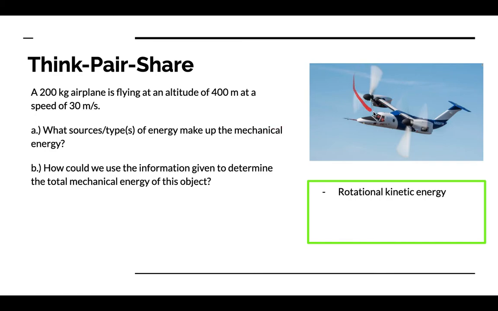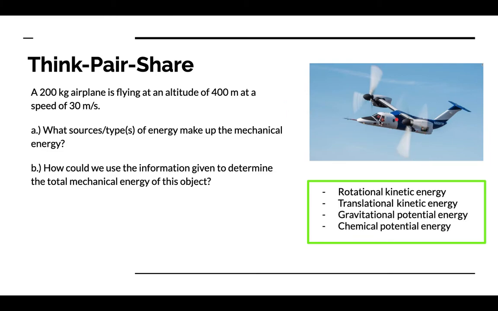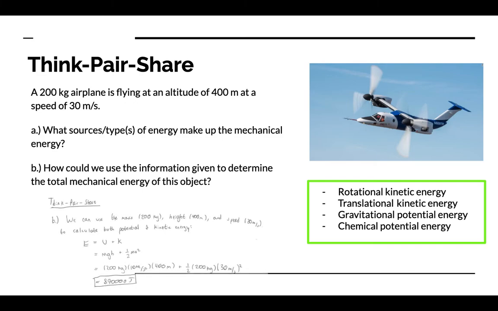So we can take note the plane has rotational kinetic energy from the blades rotating, and translational kinetic energy as our plane is going to move from one location to another. There's gravitational potential energy in the fact that our plane is a certain height above the surface of the ground. And there's also chemical potential energy in the form of chemical bonds in the gas in the plane engine. Now, with regards to B, how could we use information given to determine the total mechanical energy of this object?